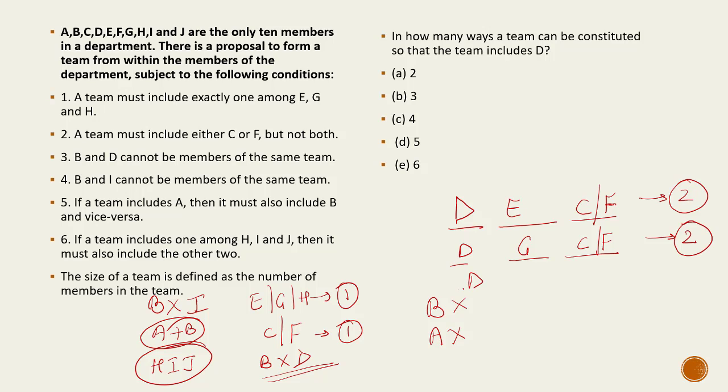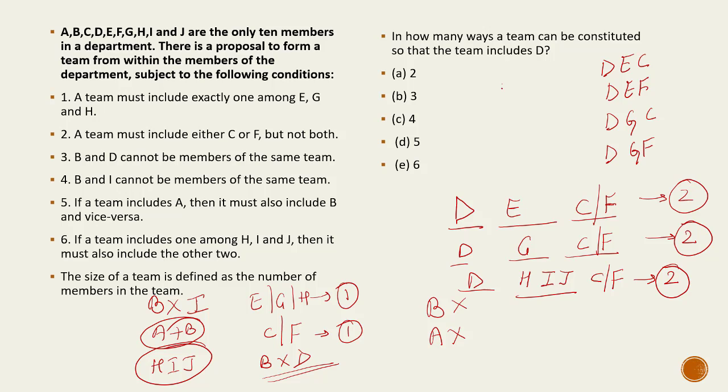Then I'm taking D and I'm taking H. The moment I take H, I and J will also come along. Again out of C and F, I have to choose one. So there could be 2 teams. Let me just elaborate how I am saying 2 teams. One team would be DEC, other would be DEF. Then we have DGC, DGF. Then DHIJC and DHIJF. So the total number of ways in which the team can be constituted so that the team always has D happens to be 6.